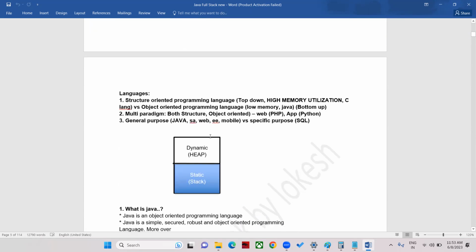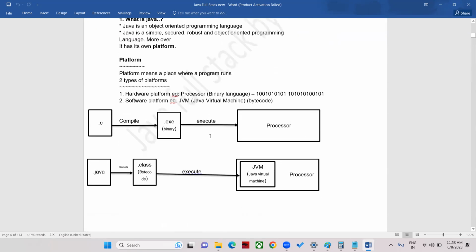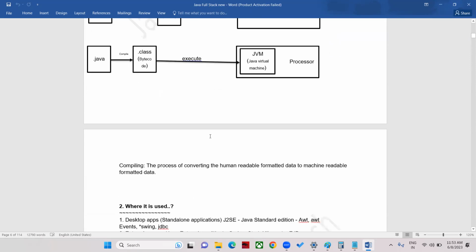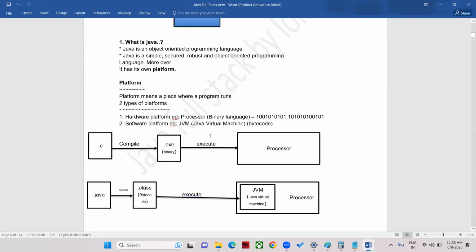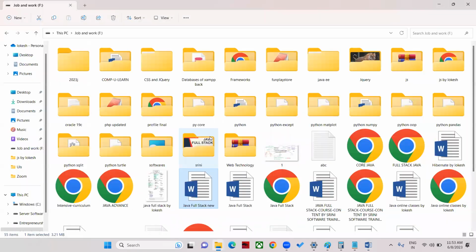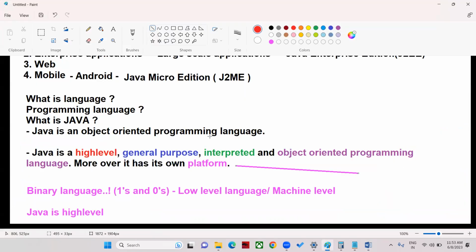See this RAM, dynamic, heap and stack. What is Java and what is a platform? Everything will be explained, so don't worry about it. Along with that, the images which I used to create during the session will also be provided.